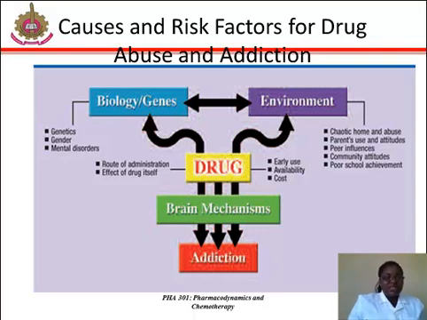Aside from genes that are risk factors for drug abuse and addiction, environment is also a risk factor. If you have a chaotic home and abuse, where the parents are using drugs, and their attitude, then there's peer influence. It's a risk factor for drug abuse. The community attitude too can be a risk factor. Then poor school achievement can also be a risk factor for drug addiction and abuse.